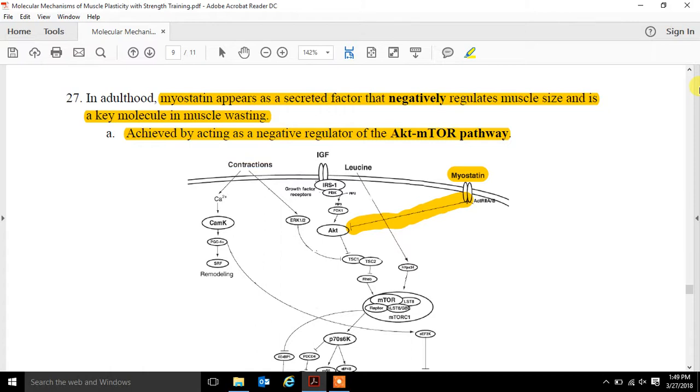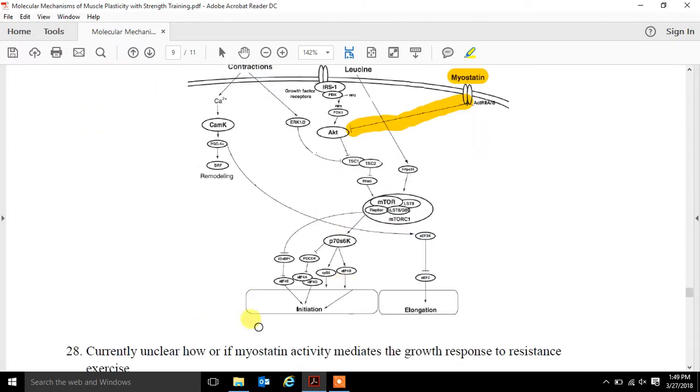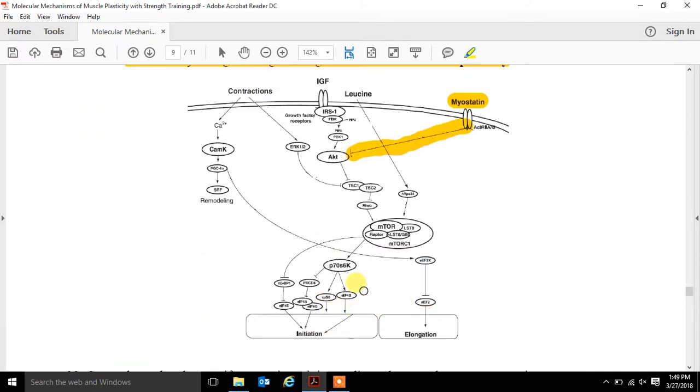But it would be interesting to know if this myostatin is structurally similar to the statins you would give for cholesterol. If so, it would be negatively regulating this pathway here, which would prevent this protein synthesis and promote wasting.